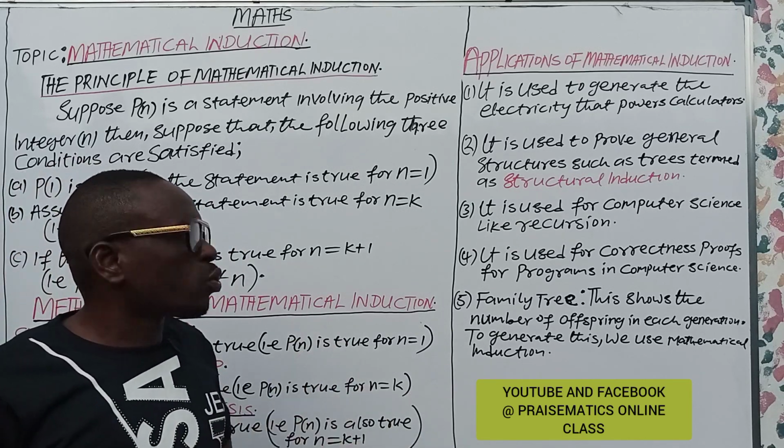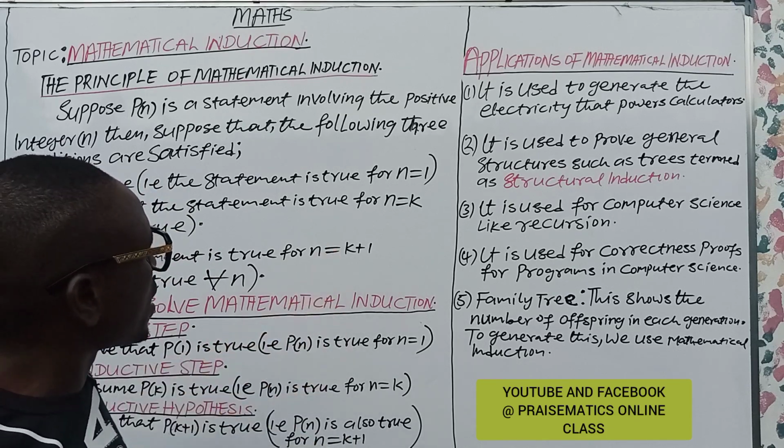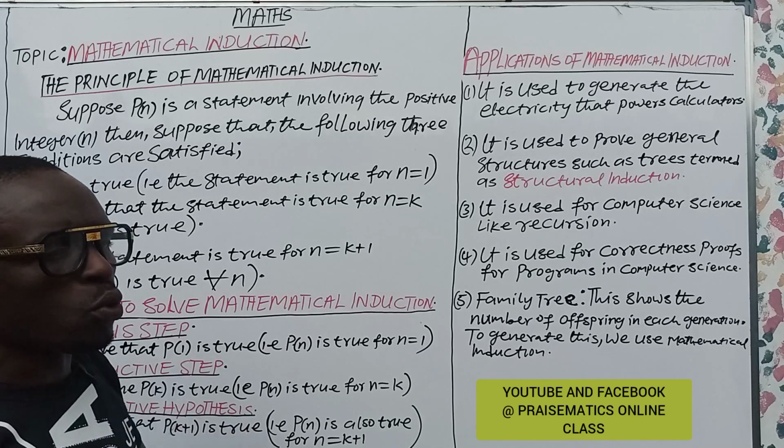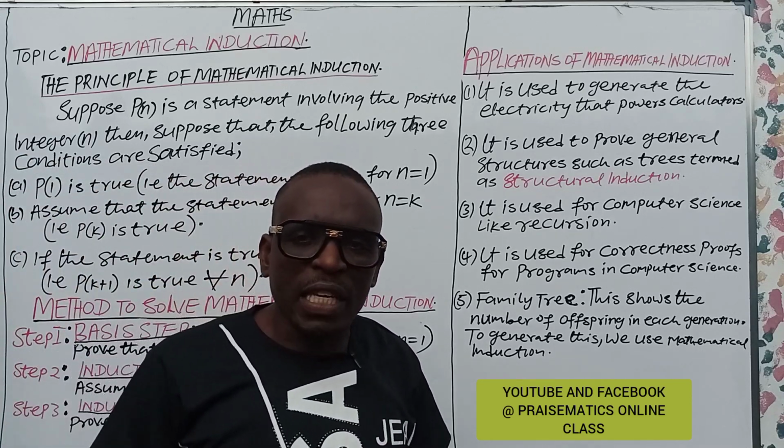So what are we going to test for this place? What steps are we using for this mathematical induction? First step is what we call the basic step.